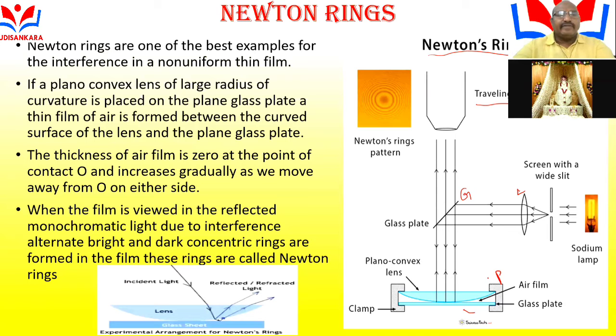a thin film of air is formed between the curved surface of the lens and the plain glass plate. The thickness of the air film is 0 at the center, the point of contact, which is called O. It increases gradually, so the thickness T also increases.